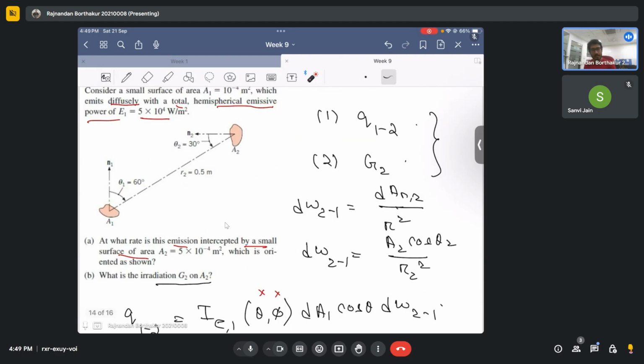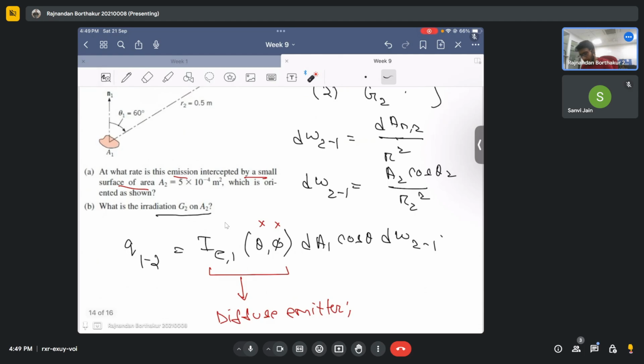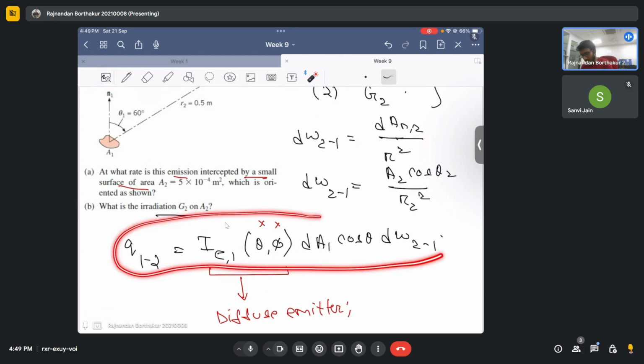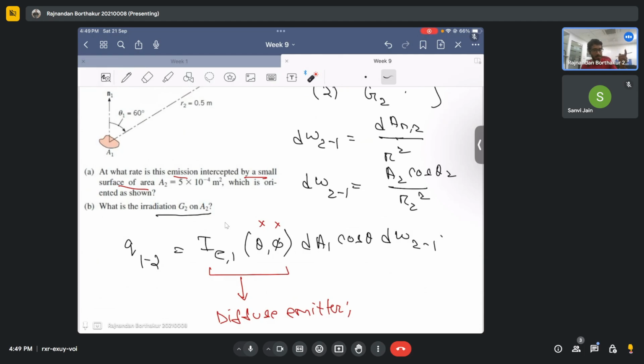Basically, a couple of things you need to keep in mind. First, how do you calculate the radiant energy that is leaving surface 1 and intercepted by surface 2? That is simply equal to the intensity of radiation. I would say it's the spectral intensity of radiation, but here let us consider it for a given particular wavelength, and that's why we have omitted this term.